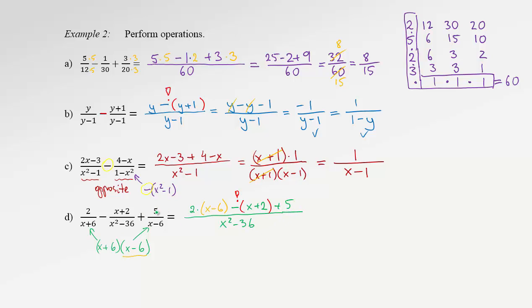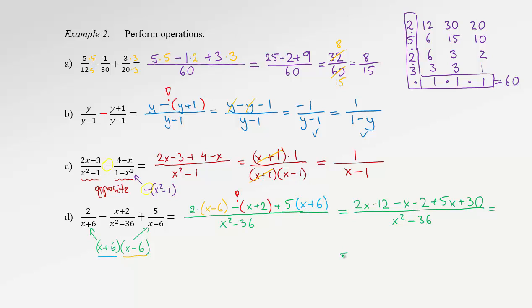Finally, we have plus 5. And what do we multiply this 5 by? By the missing bracket, which is x plus 6. So multiply by x plus 6. The rest is to release brackets, collect like terms, and see if we can still simplify anything further. Okay, so we have 2x minus 12, then minus x and minus 2, and then plus 5x and plus 30. Everything over x squared minus 36.